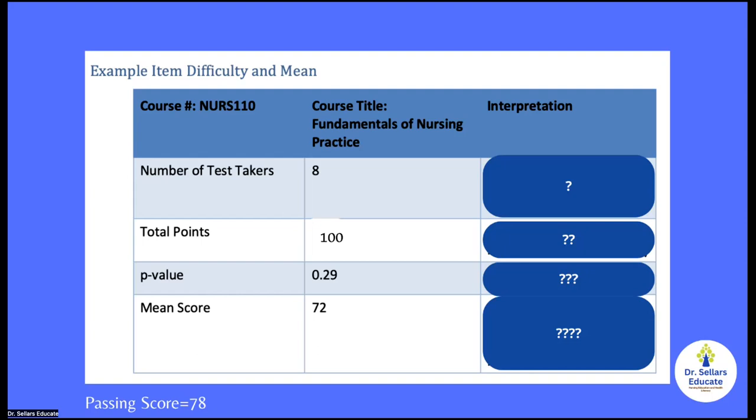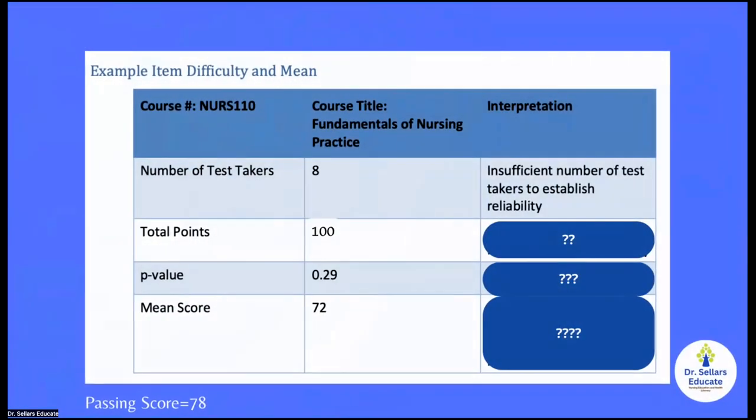Okay, and then 100 points. What is the interpretation? Is that an acceptable number of points or not? P-value of 0.29, what story does that tell me? And then 72 mean score, what does that tell me? All right, so you just want to go through each one of these and think about what that specific number is telling you about that data point.